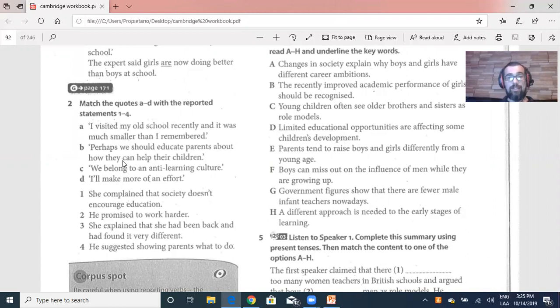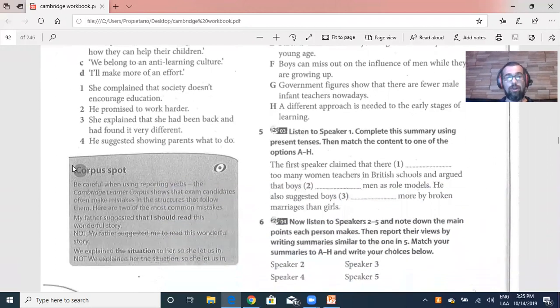But before doing that, something very important is for us to read this Corpus Spot together. Now we know why they are wrong, right? It says be careful when using reporting verbs. The Cambridge Learning Corpus shows that exam candidates often make mistakes in the structures that follow them. Here are 2 of the most common mistakes. My father suggested... can we see that the verb suggested is always followed by "that"? That's why this one is wrong, because I can't say "my father suggested me to read this wonderful story." No, we need to say "my father suggested that I should read this wonderful story."